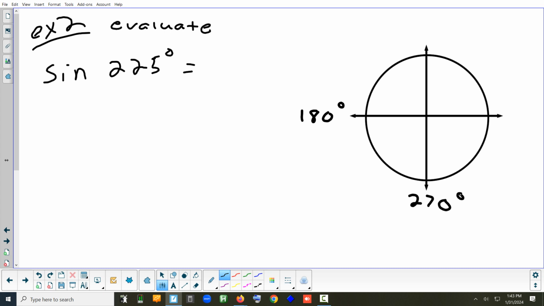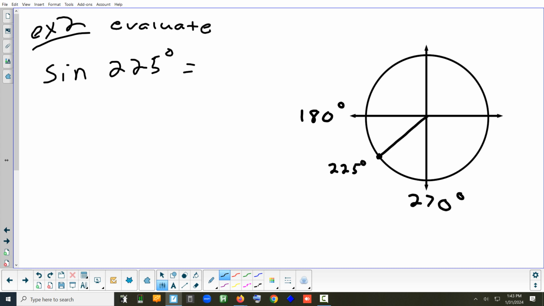Third quadrant. Yep, it's going to be in the third quadrant. Is it going to be closer to 180, right in the middle, or closer to 270? Right in the middle. Yeah, 225 is a multiple of 45, and 45s are always right in the middle. So there's 225.